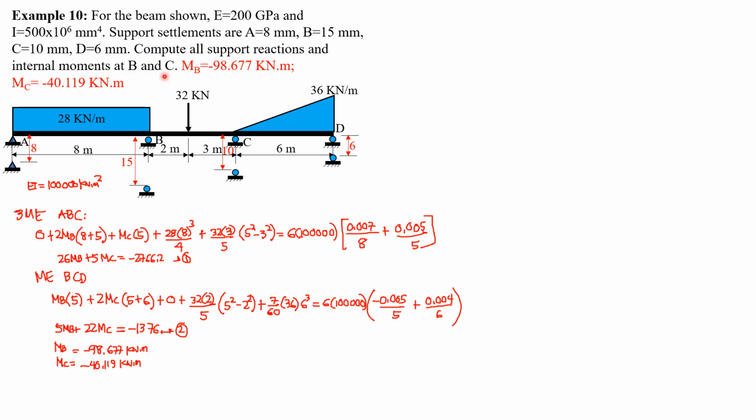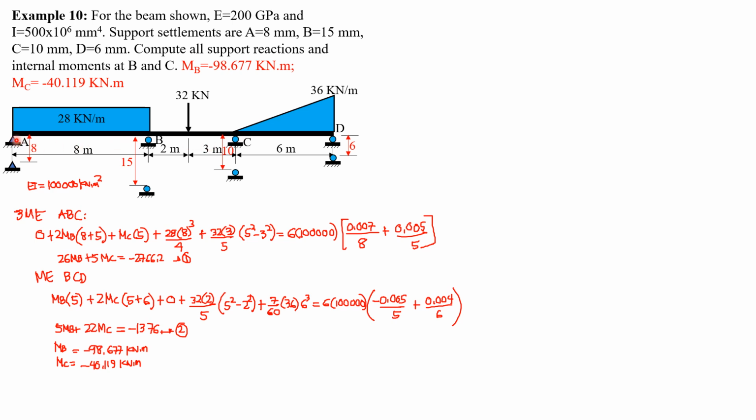So we use three moment equations here. By the way, EI is 200 gigapascals, so 200 times 10 to the 6 kilopascals times moment of inertia 500 times 10 to the 6 mm to the fourth divided by 1000 to the fourth to convert this to meter to the fourth, and you will get 100,000 kilonewton meter square. We then write three moment equation on ABC.